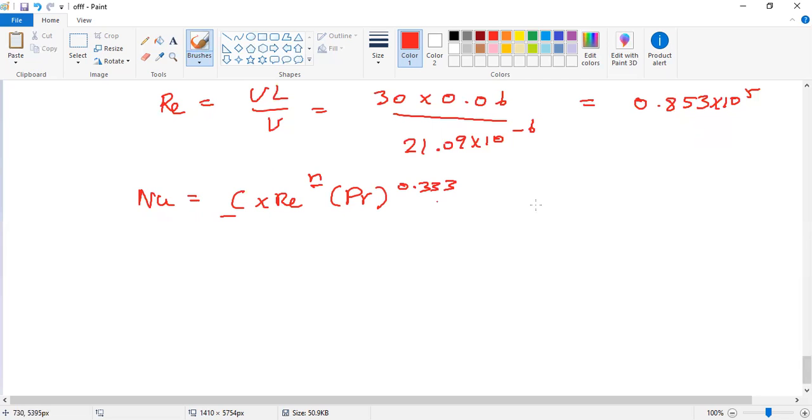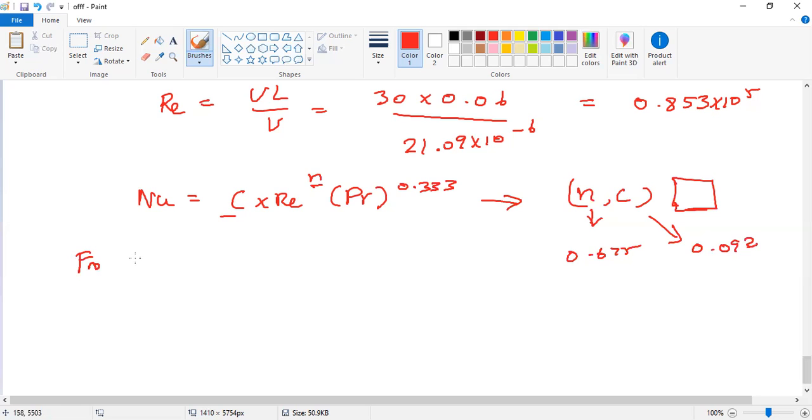For the square tube, in the HMT data book page 119, 8th edition, we get the values N and C: N is equal to 0.675 and C is 0.092.